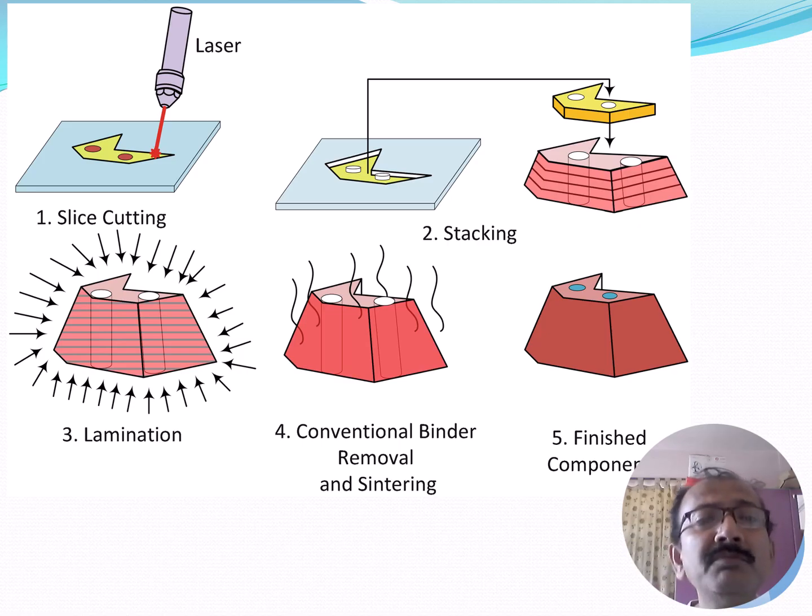If you see the diagram, that is figure 1, the slice is cut with the help of a laser, and the one by one stacking is shown in diagram 2. It is very clear that one slice is on another slice, and there is lamination, slightly pressurized with the help of external pressure, and then conventional binder removal and sintering. So this is step number 4, and this is the finished component. So this is the final product.